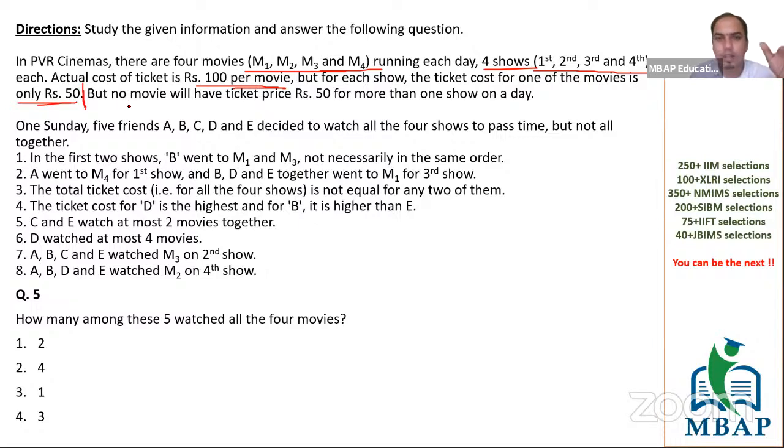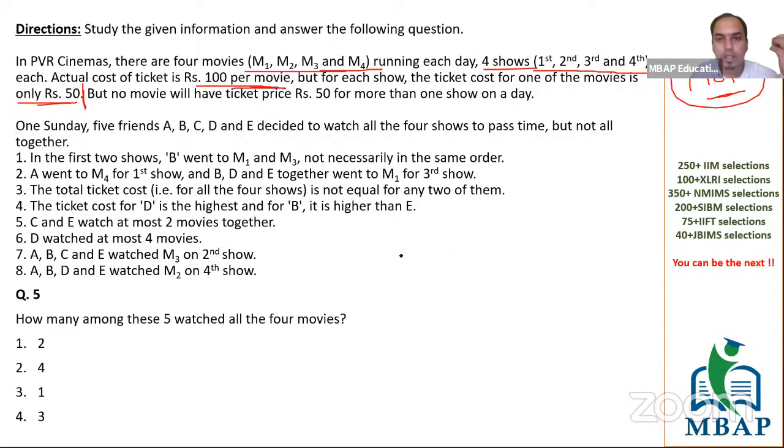Again, a very similar kind of case that we have seen before. There are four movies, four shows. Typically the cost of the ticket is given to you, which is 100 rupees, but for each show, the ticket cost for one of the movies is 50. So understand what is happening. Let me quickly make a table in my mind, because that's another thing where you are supposed to plot the data.